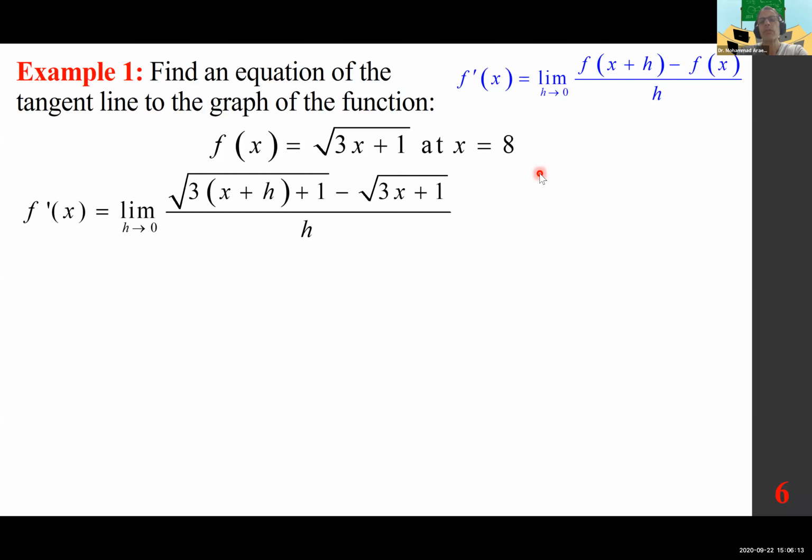So you replace the x with x plus h. So now we have the limit as h approaches 0 of the square root of 3 times (x plus h) plus 1, minus the square root of 3x plus 1, over h. Okay? As you can see, this is 0 over 0. And so when it's 0 over 0, we have to use our algebraic techniques to fix the problem.